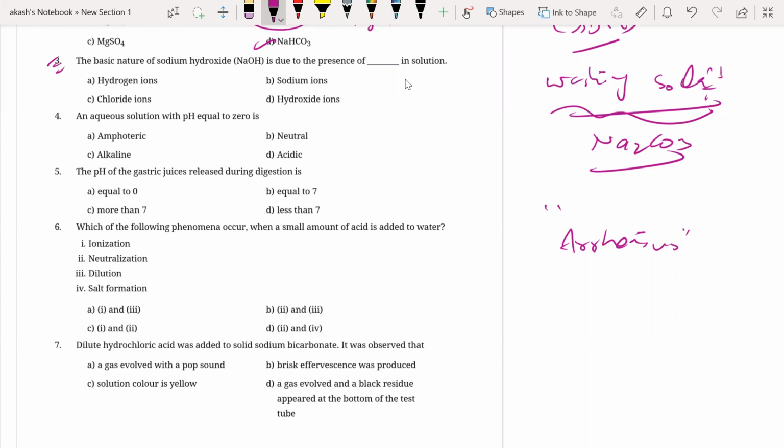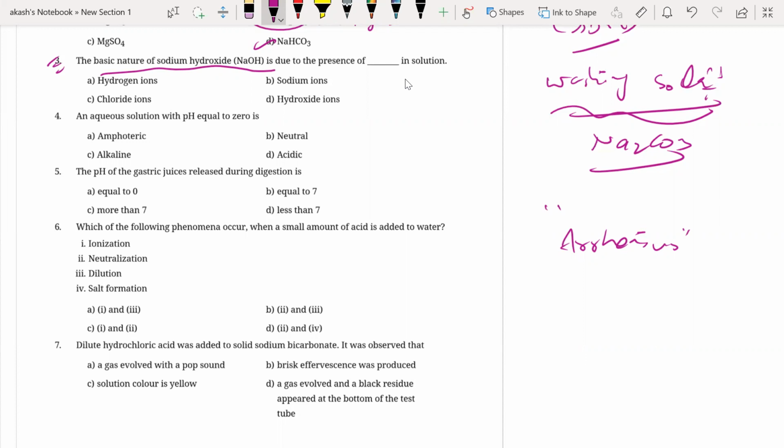First, the species has to dissolve in water. That is the first step. Anything which dissolves in water and gives me H plus is what is called an acid, right? And anything which dissolves in water and gives me OH minus is what is called a base. Okay, so now you're asking: the basic nature of sodium hydroxide is due to the presence of what ion? What are the ions responsible for this?